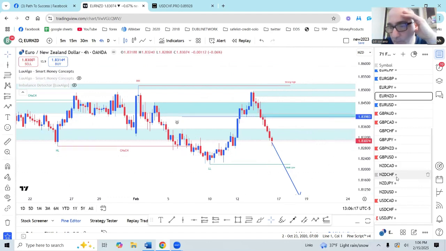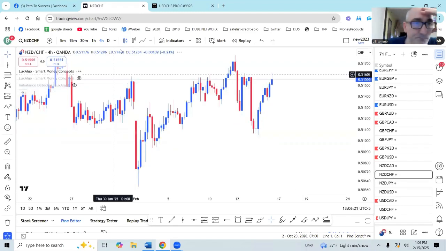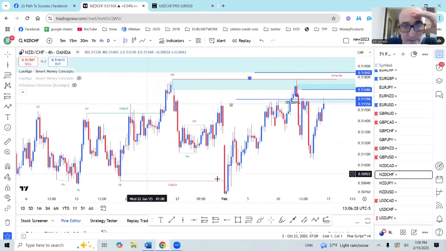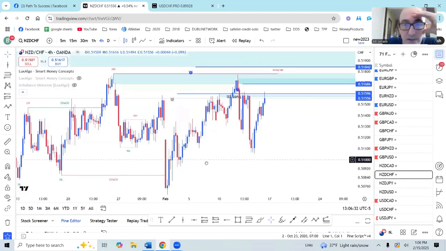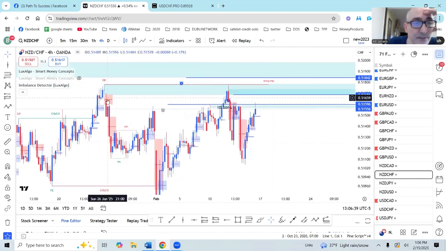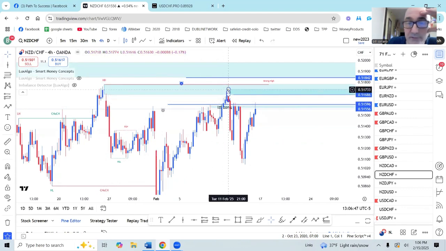Now, another pair we wanted to show you, the one that we lost on was NZDCHF. Okay, and our 4-hour zone was right here. The market structure was down. We had this change of character here, so the bias was down. And we had this demand zone right here. A little bit tricky to look at, but if you turn the imbalance detector on, you can see that that is imbalance from this wick here down to this wick here. So this was a good zone to trade from.